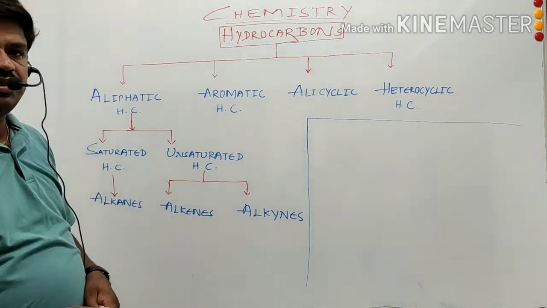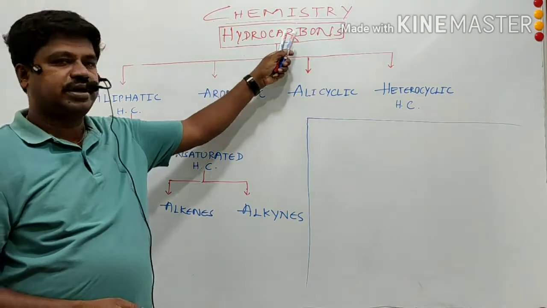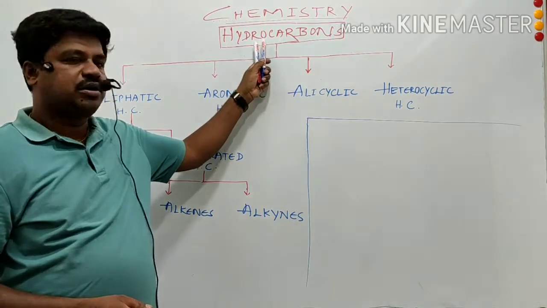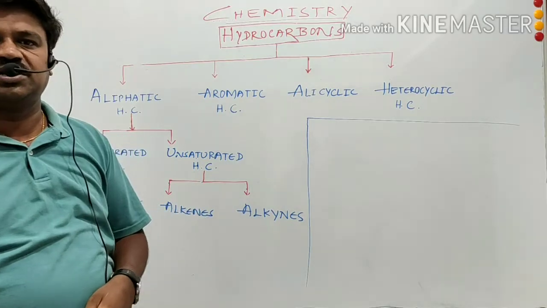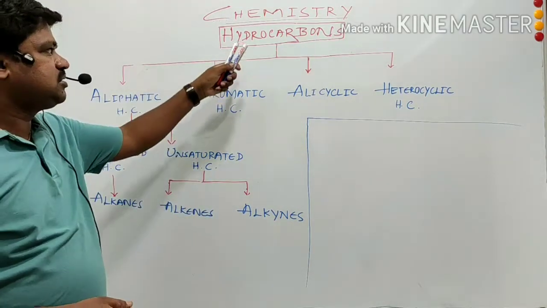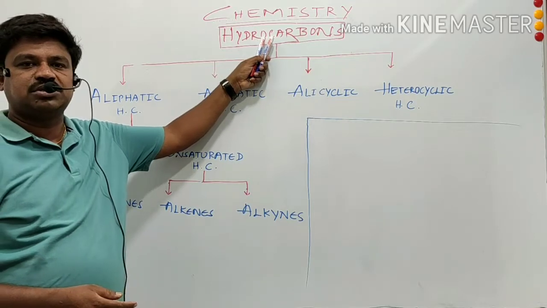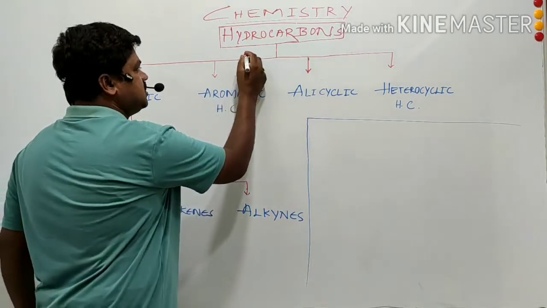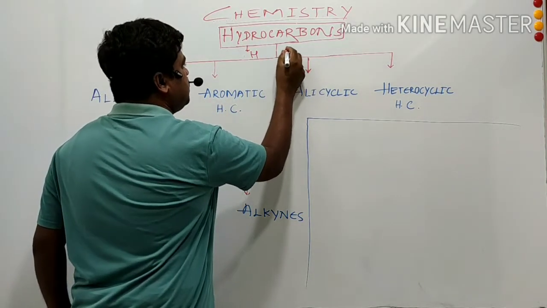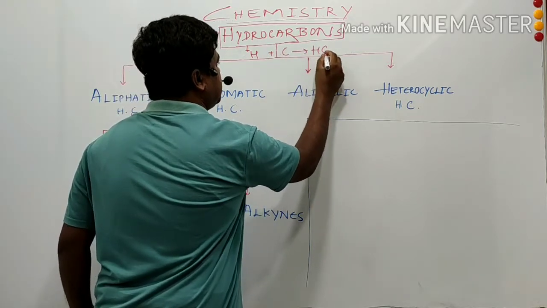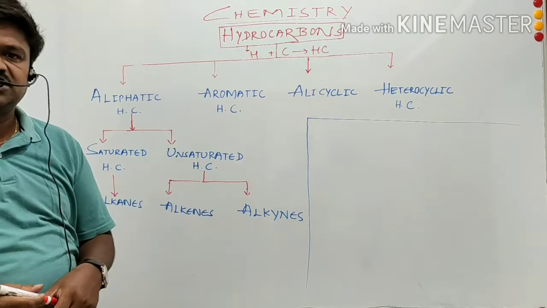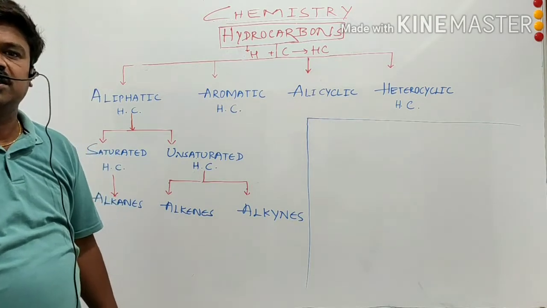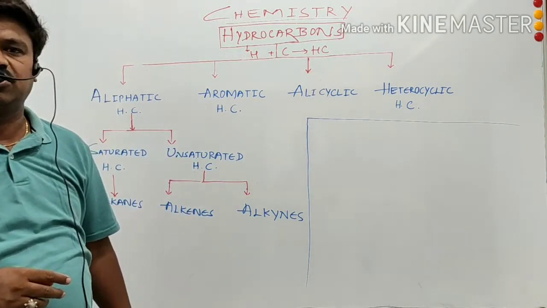Today I am going to discuss with you a simple topic called hydrocarbons, which comes under chemistry. I am going to discuss the introduction, classification, and examples of hydrocarbons. Let us start. The word hydrocarbons is made up of two simple words, hydro and carbon. Hydro means hydrogen, carbo means carbon. Together it is hydrocarbons. So the simple definition is like this: these are simple organic compounds which are made up of mainly two elements, hydrogen and carbon.